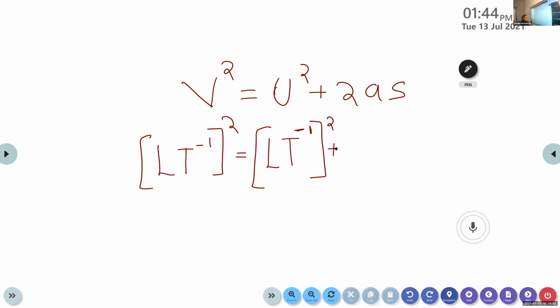Tushar, what is the dimension of 2? Tushar, is there any dimension for the number 2?